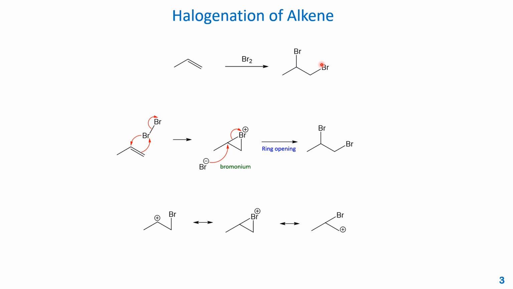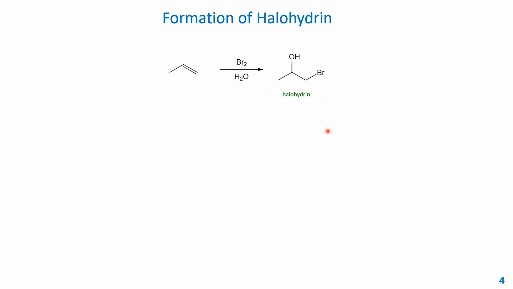Okay, so if this reaction has some trace amount of water, then the product will be different. If you look at this reaction, I just show the bromine molecule here. So usually you should use dry organic solvent. You should not have water in the solvent. If you do have some trace amount of water, the reaction will give you a different product. If you have a little bit of water here, the product will be halohydrin.